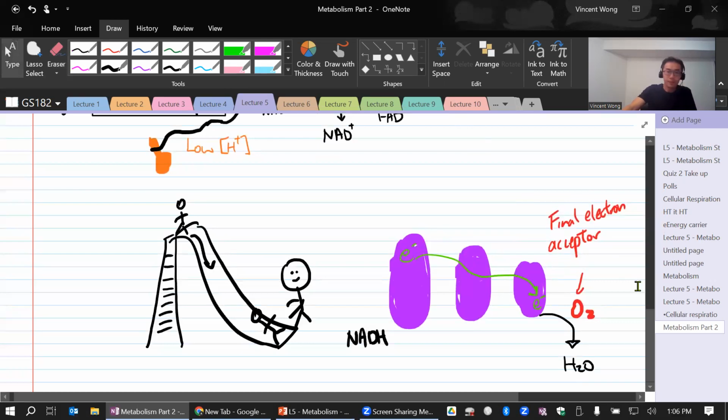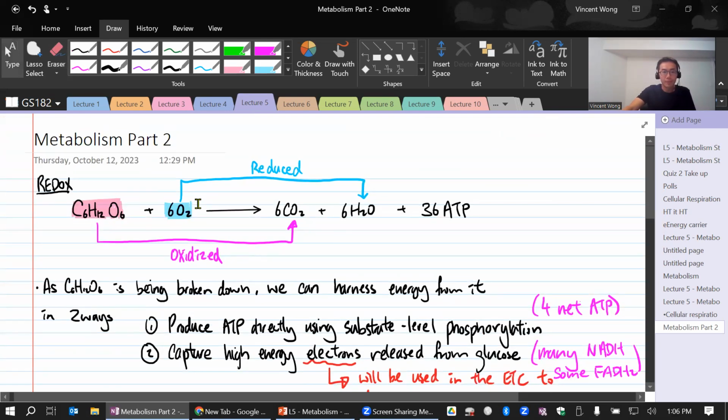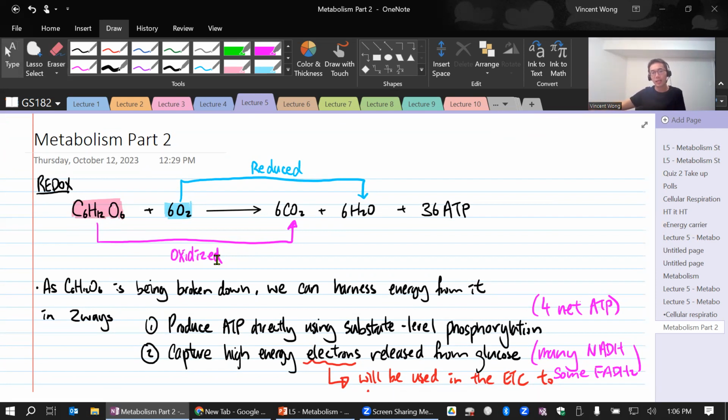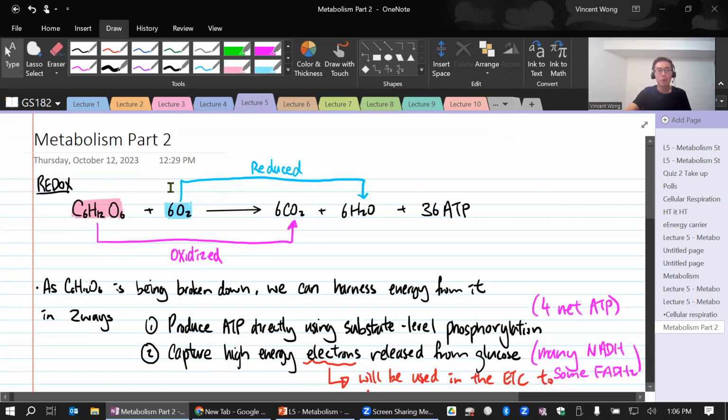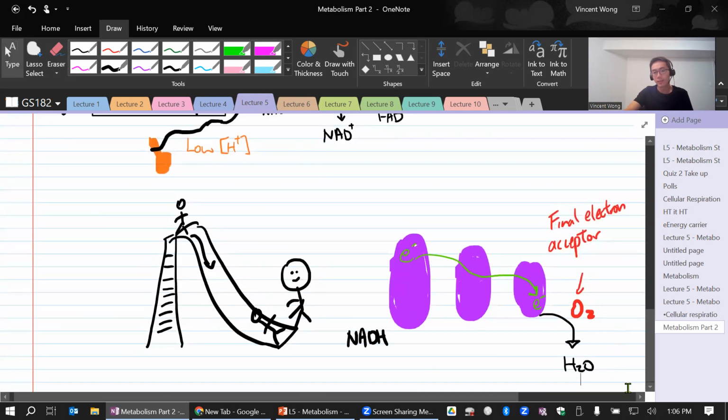If you think about the overall equation, we are ripping electrons off glucose, oxidizing it, and capturing all these electrons with NADH and FADH2. But ultimately, after it passes through the ETC, it will end up on the oxygen, and that's how it becomes water. So it's not a direct transfer of electrons. The electron actually has to go through many different parts before it ends up on the oxygen.